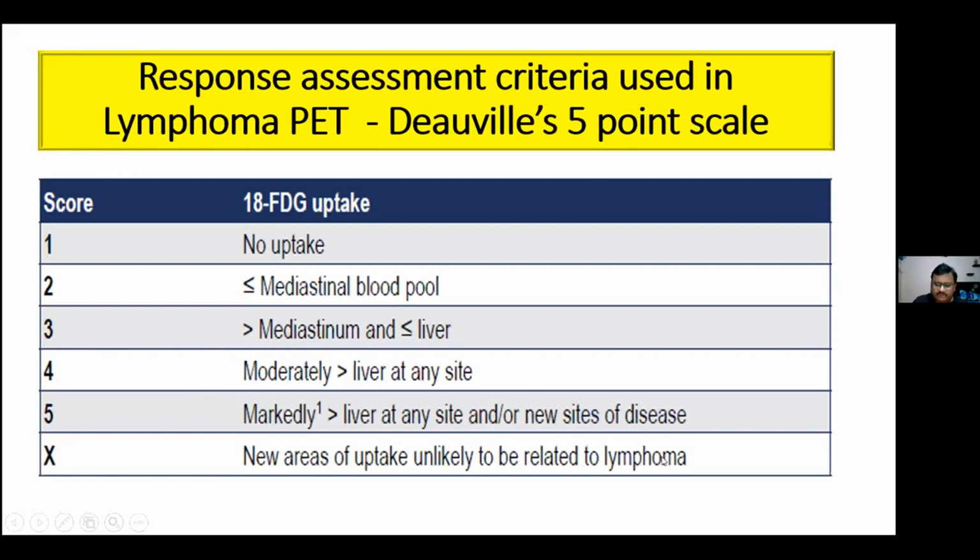For example, we may see a Hodgkin's disease which is only in the cervical area, and you just see on the interim scan that there is an inguinal node. Now this is more unlikely to be related to lymphoma. So X is some uptake which is unlikely to relate to lymphoma. So Deauville's 5-point scale is what everybody all over the world is universally using for reporting lymphomas.